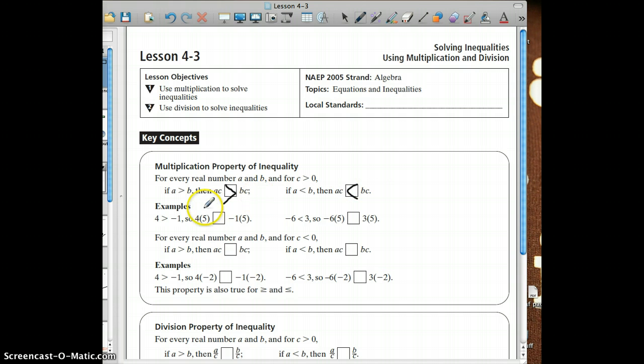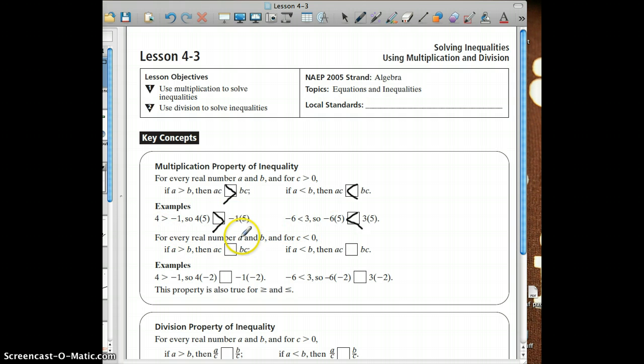Let's think about that for a second. If we have 4, which is greater than -1, and we multiply both sides by 5, we end up getting 20 over here and -5. So 20 is still greater than -5. If we have -6 is less than 3, and we multiply both sides by 5, we get -30 here, which is much less than the positive 15. Okay? Now, here's the trick.